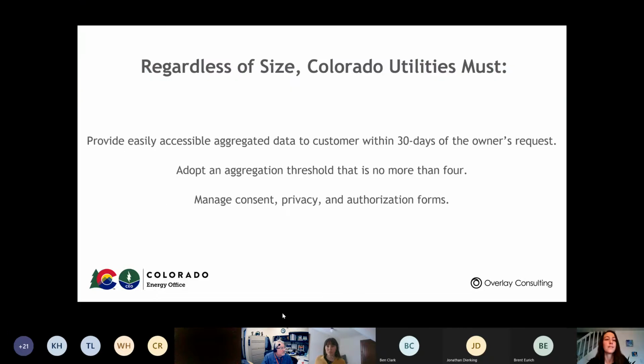So regardless of size, utility companies in Colorado must provide easily accessible aggregated data to customers within 30 days of that request, and adopt an aggregation threshold that is no more than 4. Right now there's talk going on about revising some of the language for that aggregation threshold. I know in our past discussions, we've had talks on tenant versus account and things like that. So they're working on adjusting that language to be more appropriate, but I imagine that it will still stand as no more than 4. And they'll also have to manage consent, privacy, and authorization forms.